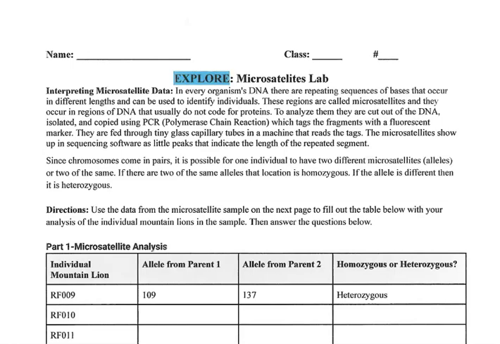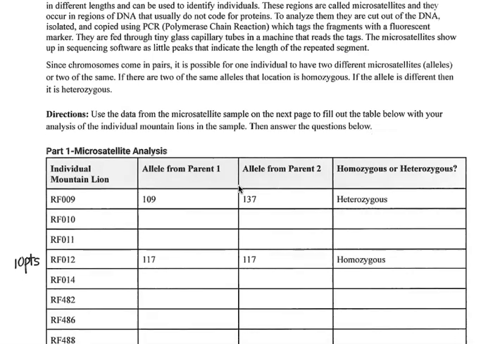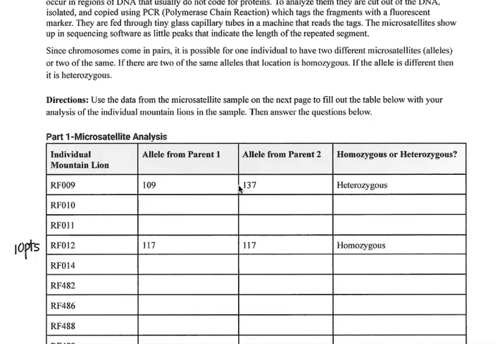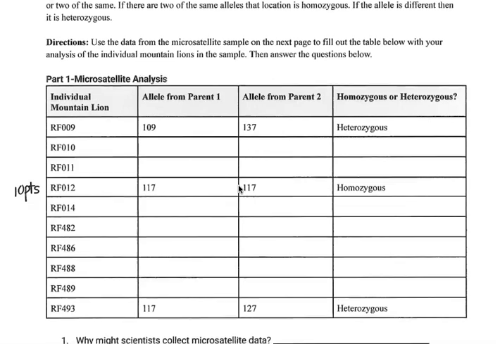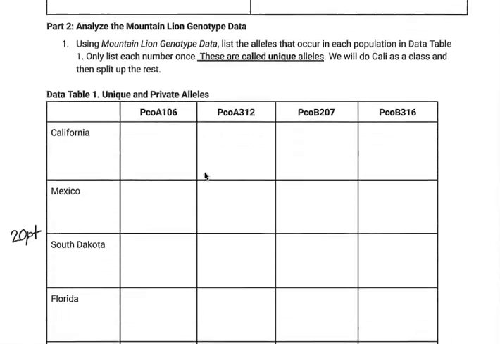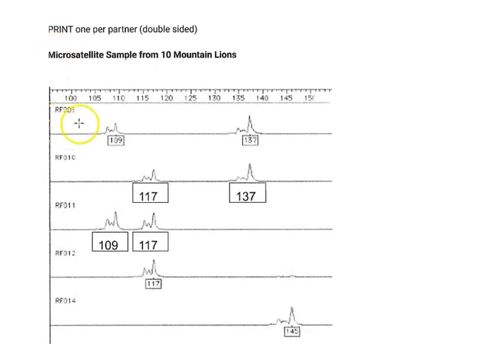So you are going to use the microsatellite sample on the next page to fill out your data table with the analysis of the individual mountain lions in the sample. And then you're going to answer the questions. The first mountain lion is RF009. And so we're going to go down here. Oh no, sorry, I have it on a different paper for you guys. Okay, so we're going to go over here. So here is RF009.